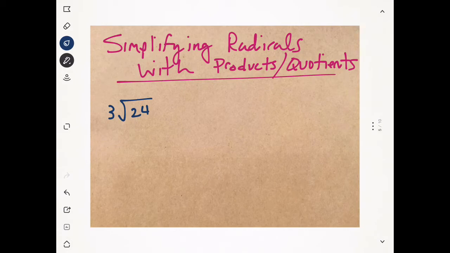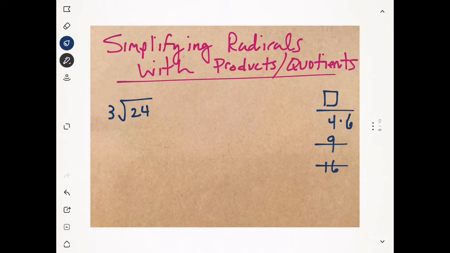Well, in the previous video, we simplified the square root of 24 already, but we can go through it again. So we make our list of squares. We go up to at least half of 24. So we have 4, 9, and 16. I know 16 doesn't work. I know 9 doesn't work. I know 4 does work, and 4 times 6 is going to work.